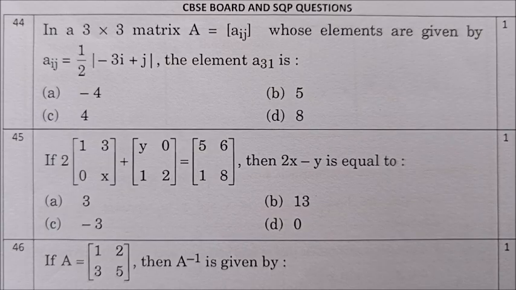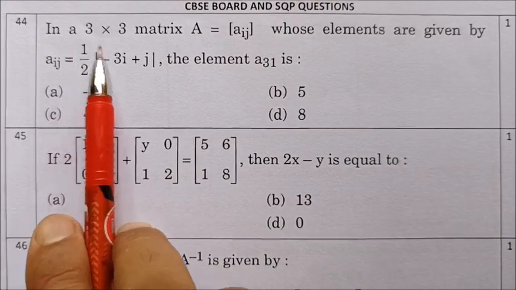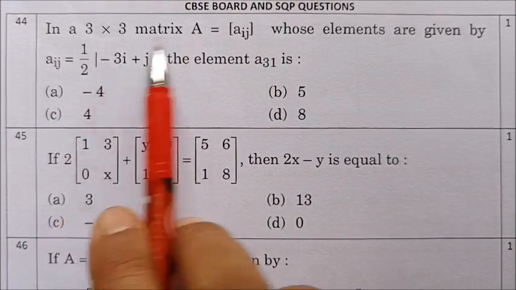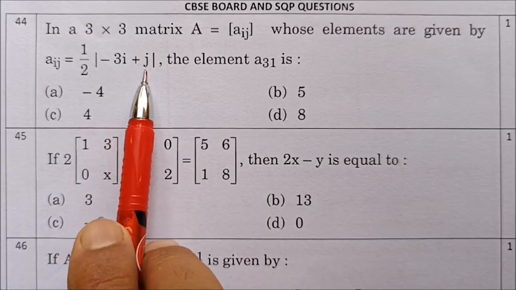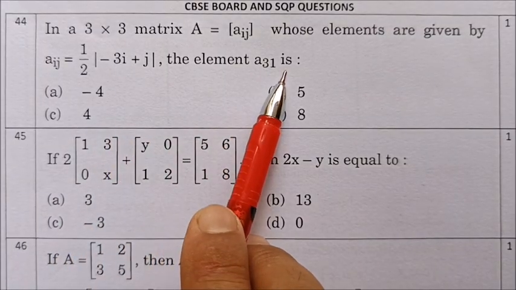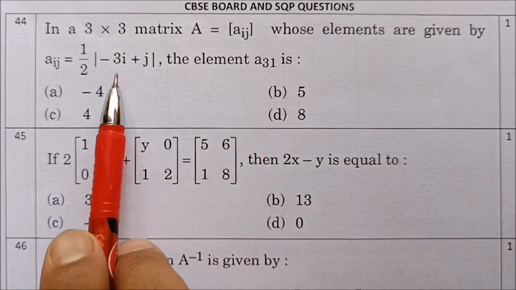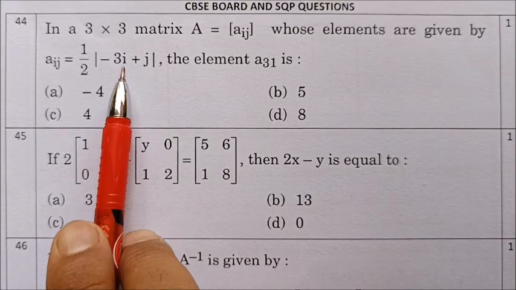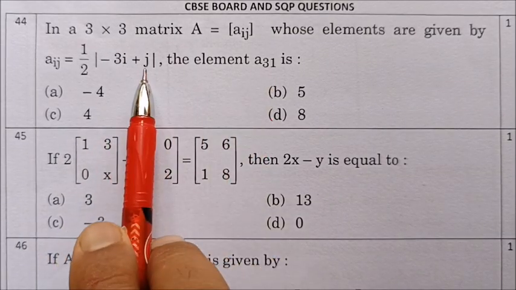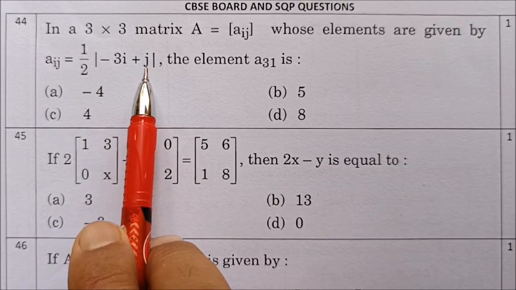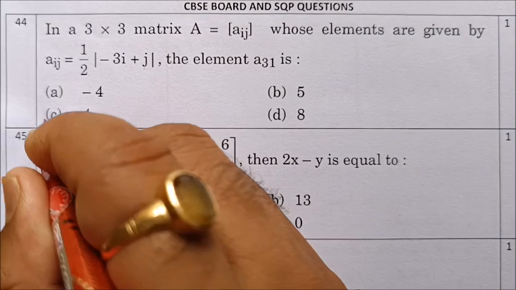Question number 44. A is a 3 by 3 matrix whose elements are given by Aij equal to half of minus 3i plus j. For the element A31, you have to substitute 3 in place of i and 1 in place of j. So minus 9 plus 1, so minus 8. So 8 by 2, 4. So the correct option is C.